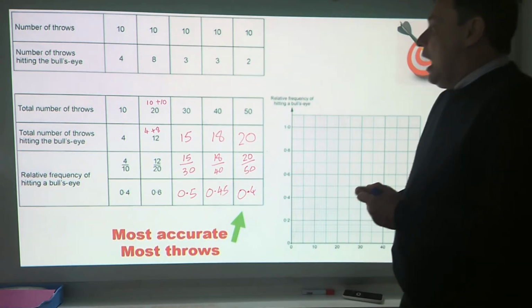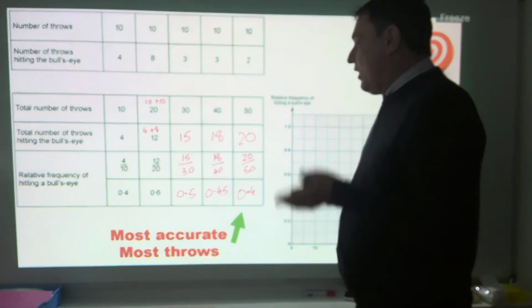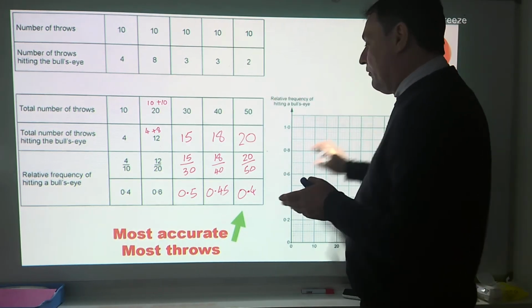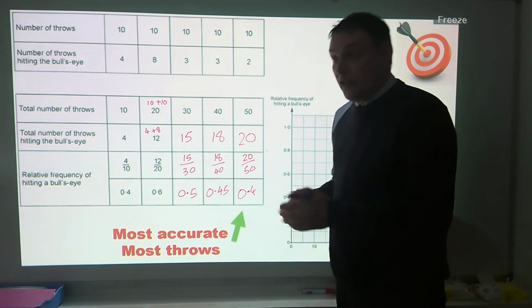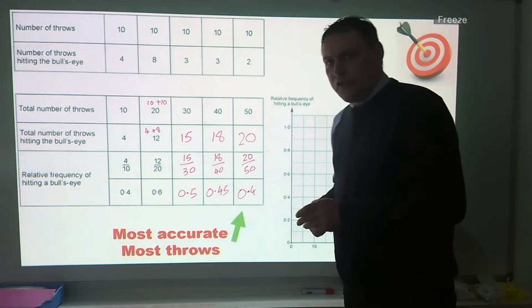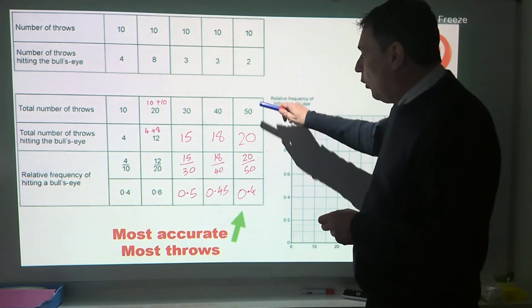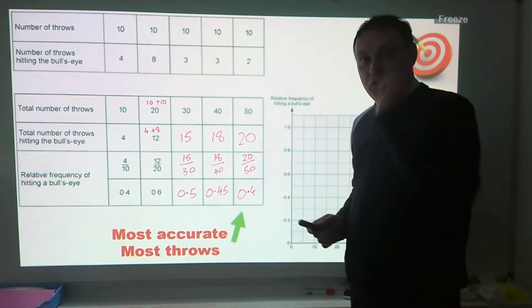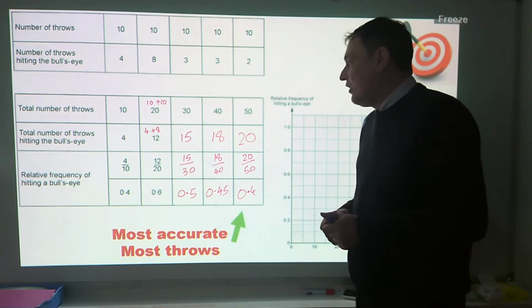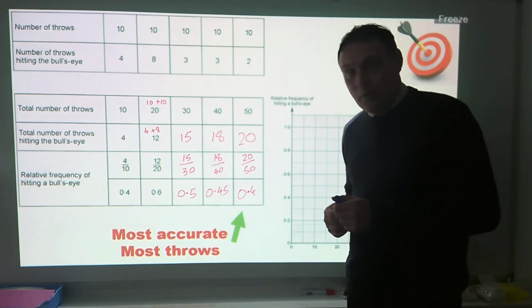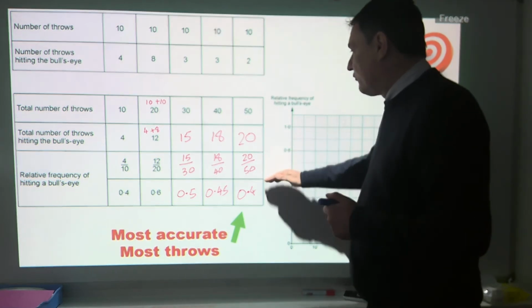So you could keep carrying on going, and the more accurate result will be if you just keep going and going and going. But for this table, and they'll always ask you this in the question, which set of results will give you the most accurate? Well, it's always going to be the one with the most throws, because you've repeated the experiment more times and your result is therefore reliable. So that's how you work out relative frequency.